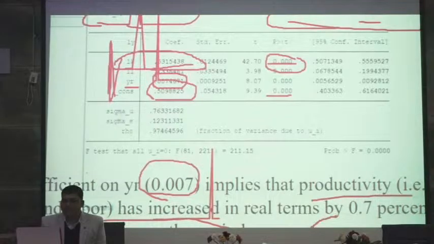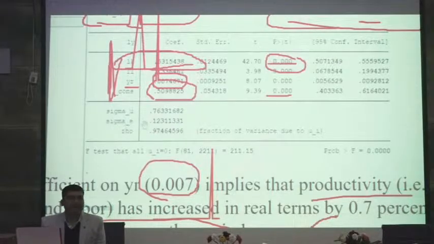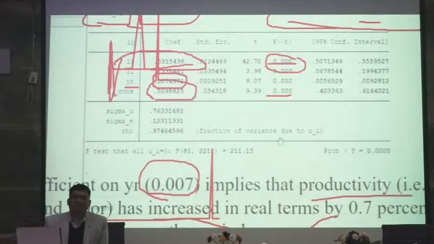One more thing you can check is sigma u. Sigma u is the standard deviation of the inefficiency term, and sigma e is the error term, and this rho is the fraction of variation due to the inefficiency term.